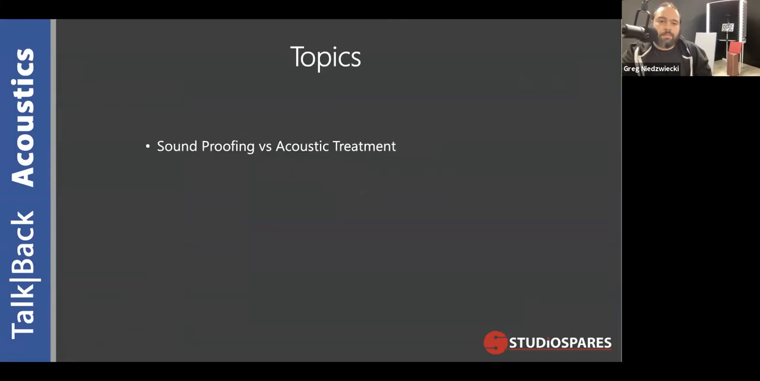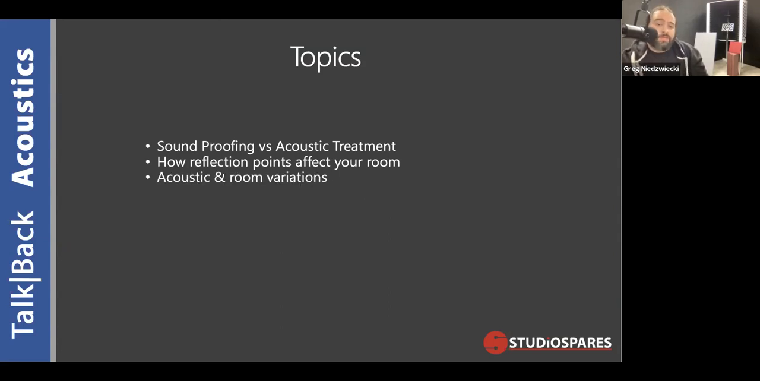So topics we're going to cover: the most common one we get asked very often is soundproofing or acoustic treatment. We'll be looking at the difference of the two, what applications you'll use each one for, because they're quite different animals. We'll also be looking at how reflections affect your room, how to identify where your reflection points are, and ultimately how to treat them. After we've looked at that, we'll look at some acoustic and room variations. We'll touch on how a different shaped room or different sized room can affect the sound and the type of treatment you will ultimately need to use for it.